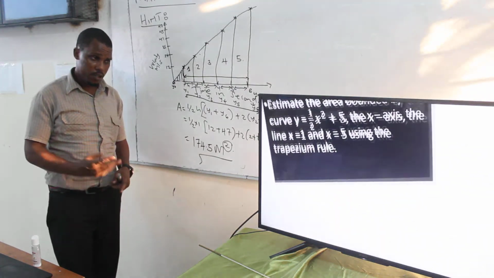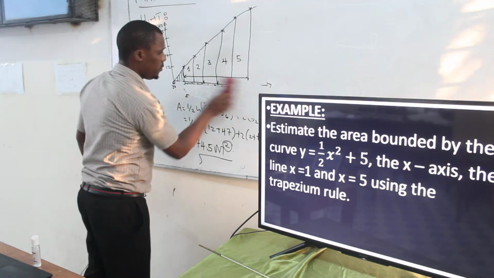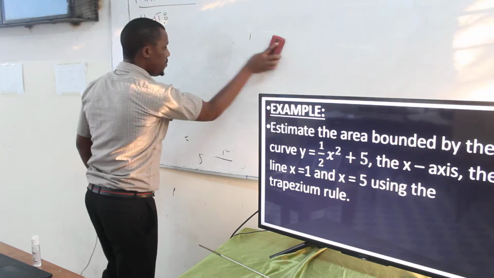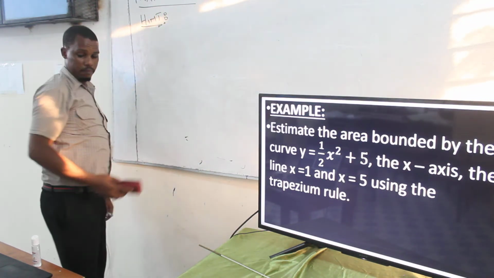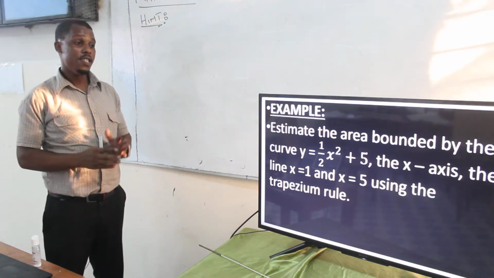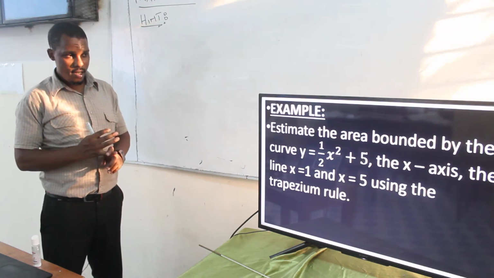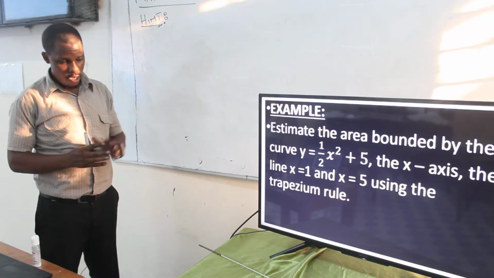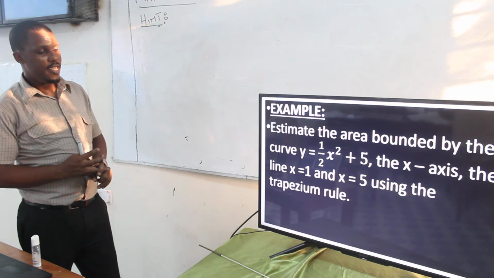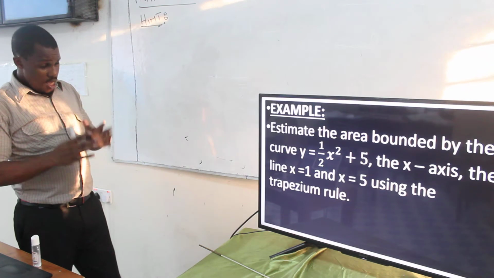So we come to number 2. Check on that question. So you may be reading the question and then you tell me whether you can be able to attempt it after learning example number 1. So in this case, they are telling us to estimate the area bounded by the curve. This time they have not given you the table, but they have given you the curve, the x-axis, the line x equals 1, and the line x equals 5 using the trapezium rule. It is very easy there.